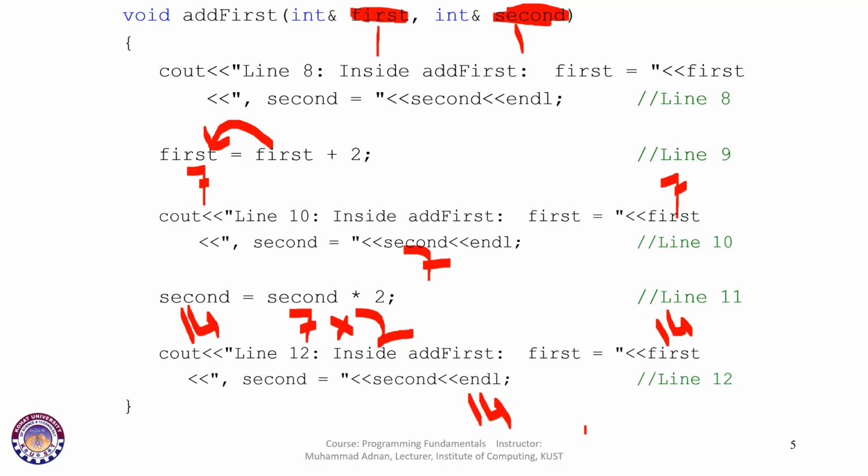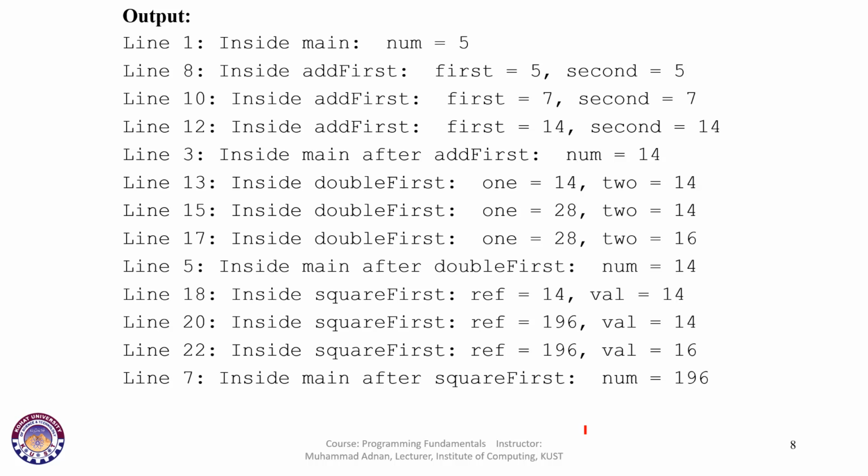So let us check our answer by going to the output. Inside the main, the value of num was 5. So initially when we print the value of first and second, it was 5 and 5, and then we added 2 to the first, so the same change was also reflected in second. So 7 is printed here, 7 is printed here.